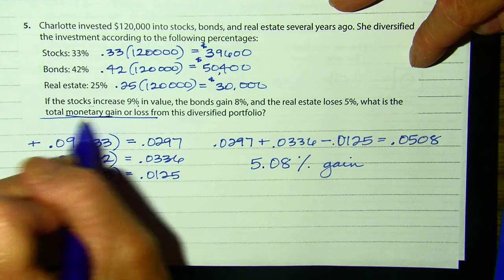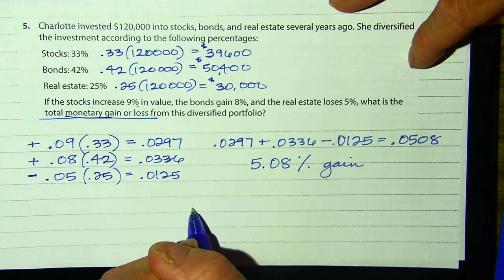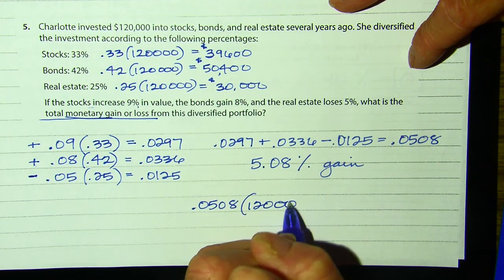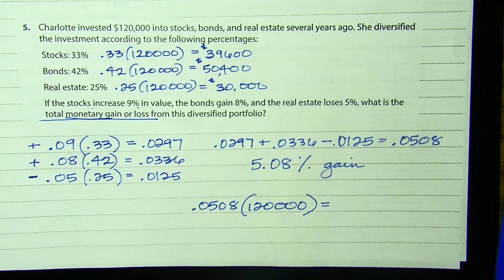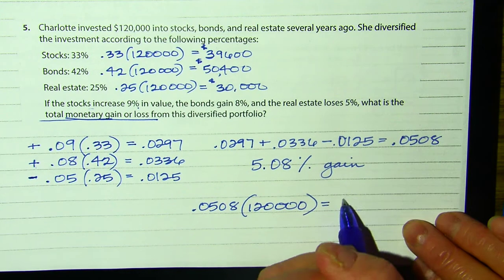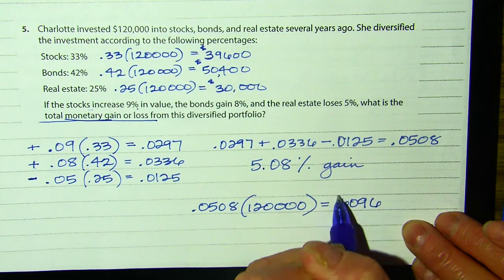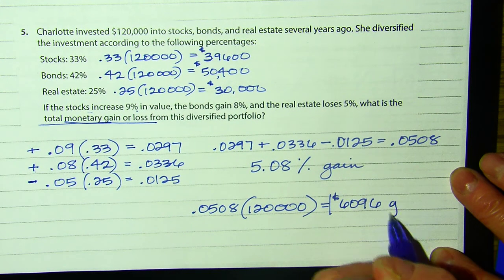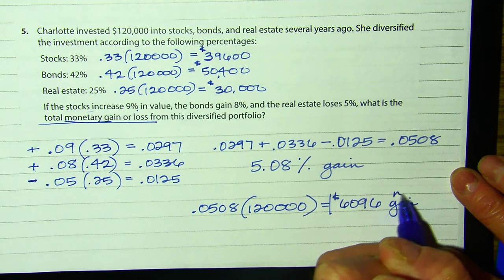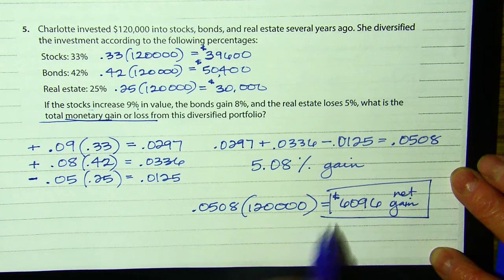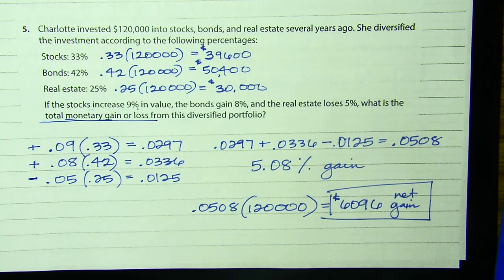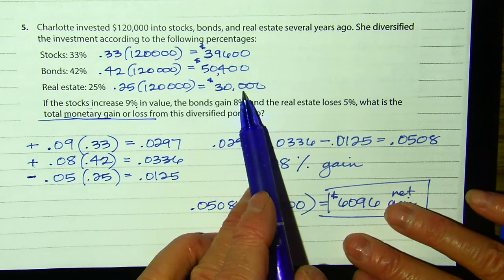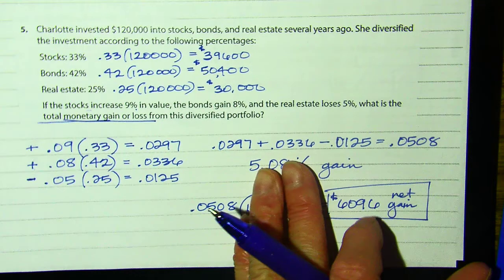They want a monetary amount. So what is 0.0508 of the amount of total money she invested? And this is the method that the book went over. So she would have gained a total of $6,096 net gain. So that is one way to do it. It is the way the book went over it. I didn't even need to do this. This would be the other method, but if you want, you can break it down.